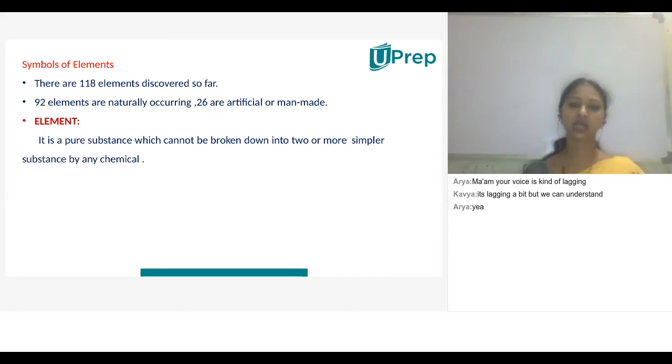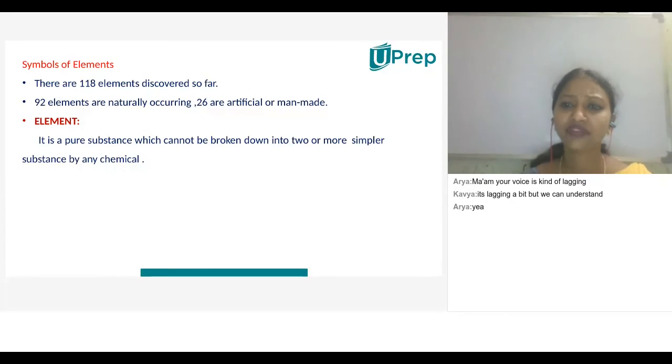So according to us, at present we have 118 elements. Within that 118 elements, 92 are naturally occurring and 26 are artificial or man-made elements. So what do we mean by element? It is a pure form which cannot be broken down into two or more simpler substances by any chemical means or any chemical reaction.